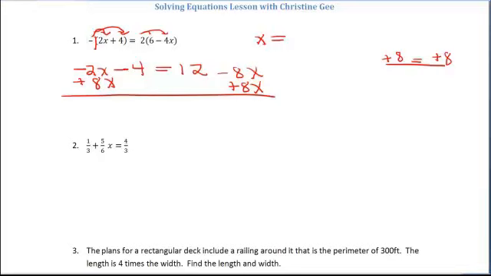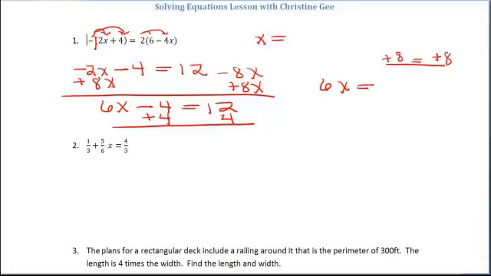So here I have -2x and plus 8x. Different signs, so I subtract and I come out with 6x minus 4 equals 12. -8x and 8x is just 0. So 0 and 12 is 12. Now I want to get x by itself, so I add 4 to both sides. And then I'm left with, I'm going to write it over here, 6x equals, -4 plus 4 is just 0. So we just have 6x on the left equals 16.